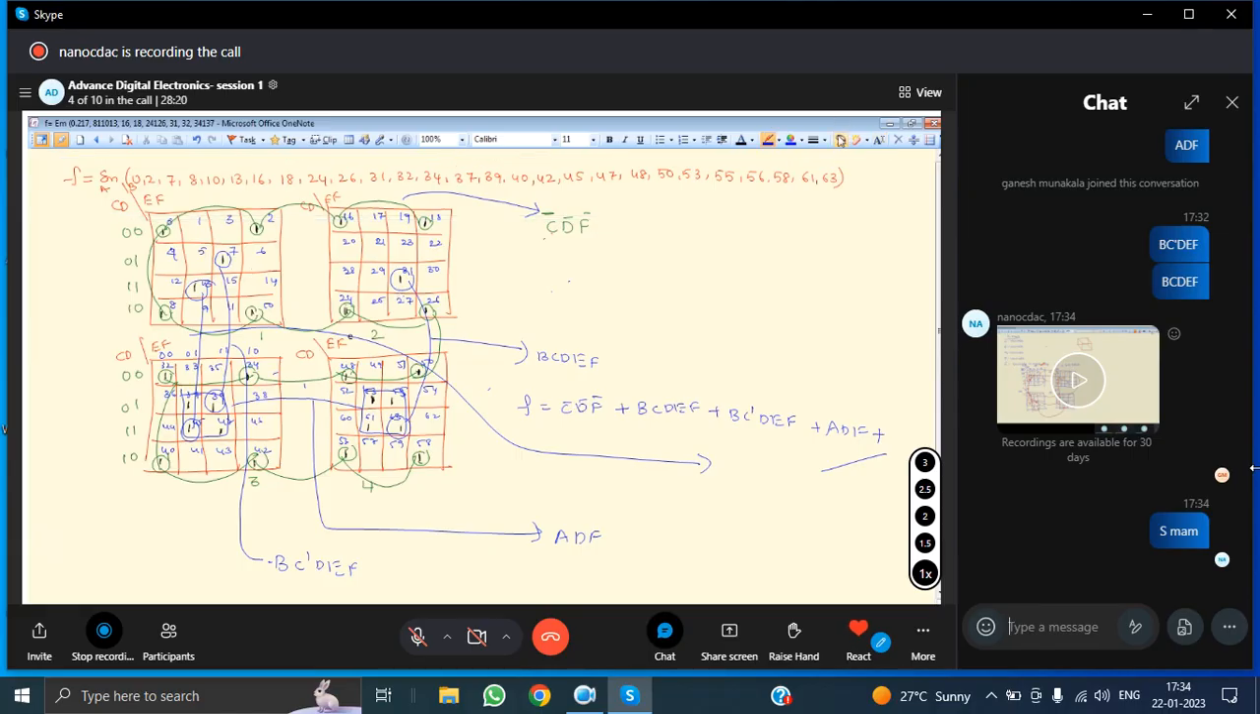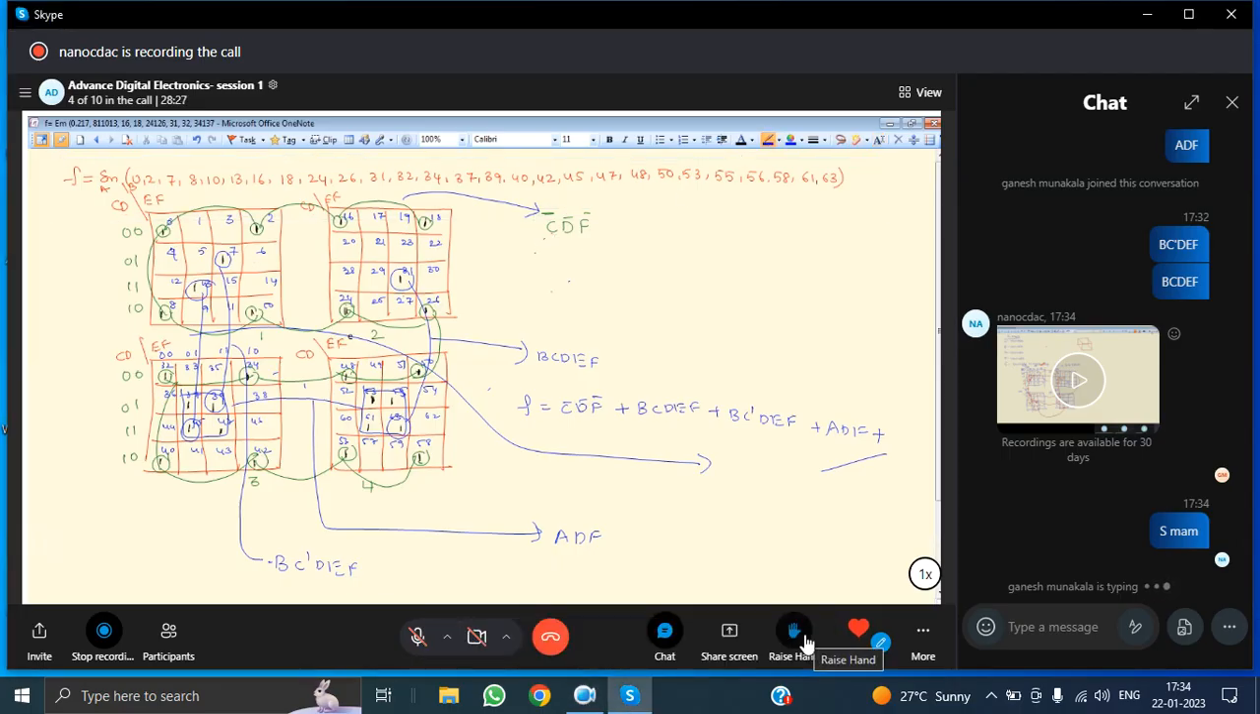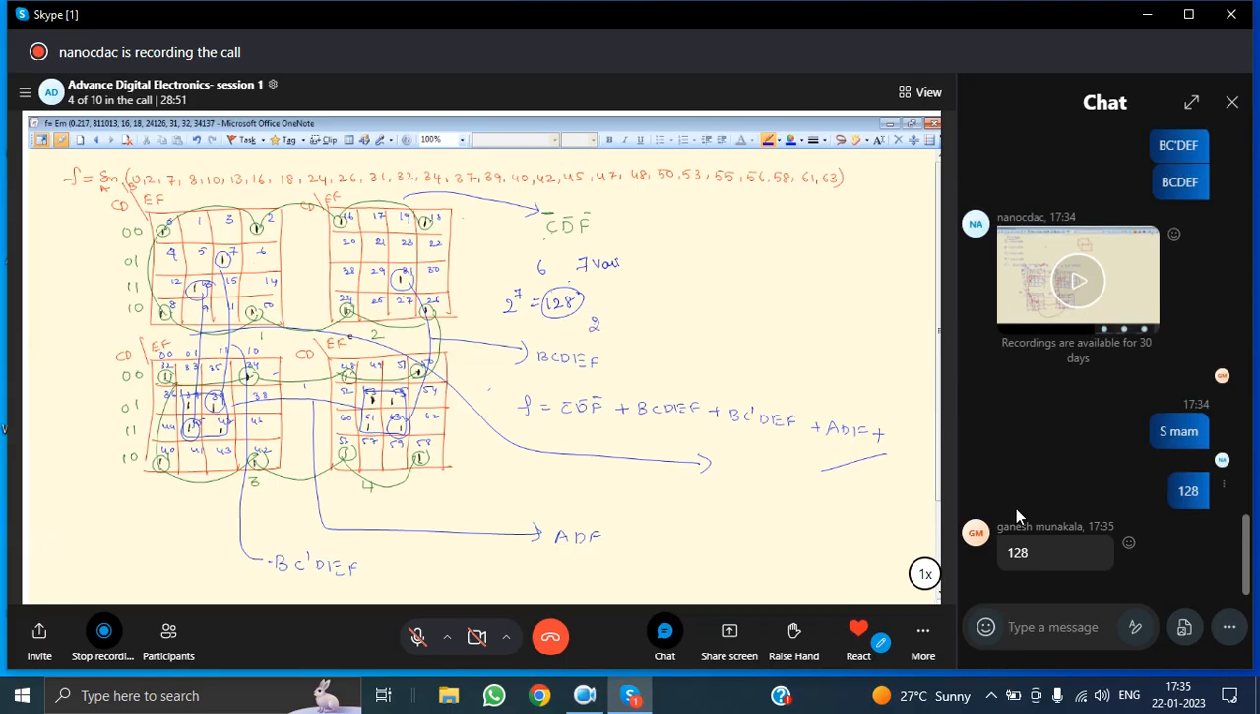So see here, the disadvantage of the K-map procedure is, till 6 variables it is okay. Now suppose there are 7 variables, A B C D E F G. 2 power 7 will be equal to what? 128. Like 2 power 8 will be 256.